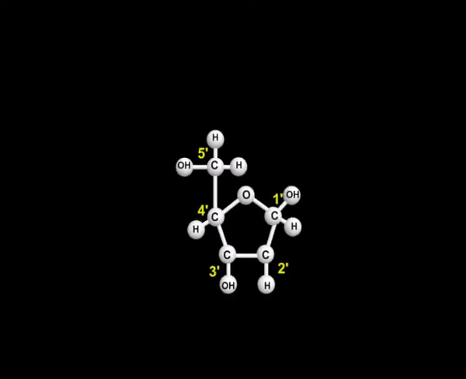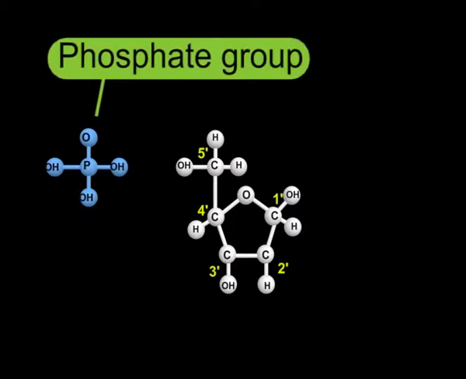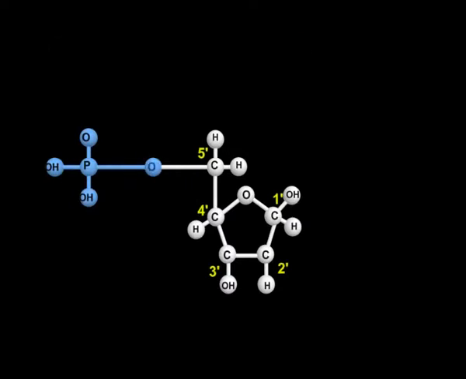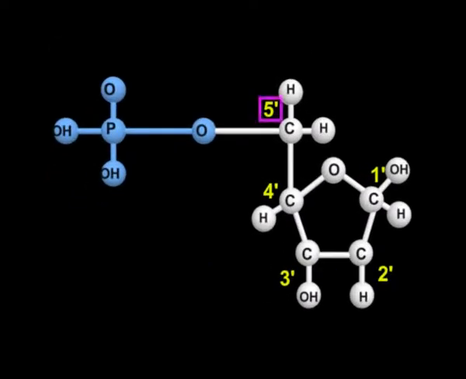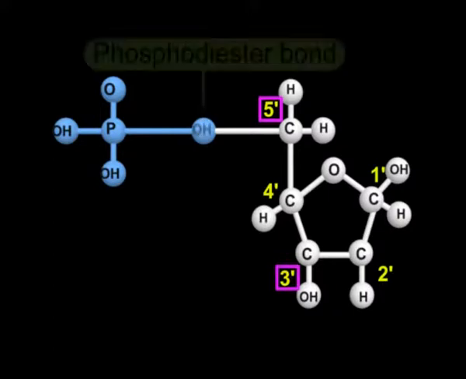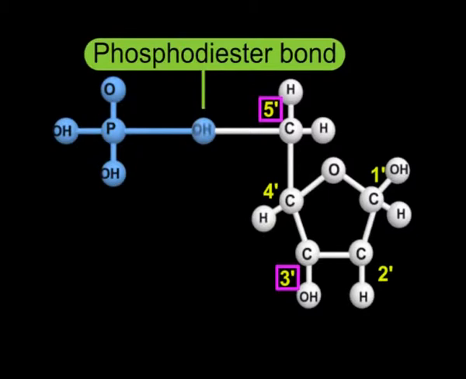The second component of the repeating units of the backbone is the phosphate group. The phosphate group links with the sugar by replacing the hydroxyl group present on the 5th prime carbon of one sugar and 3rd prime carbon of adjacent sugar by phosphodiester bonds.